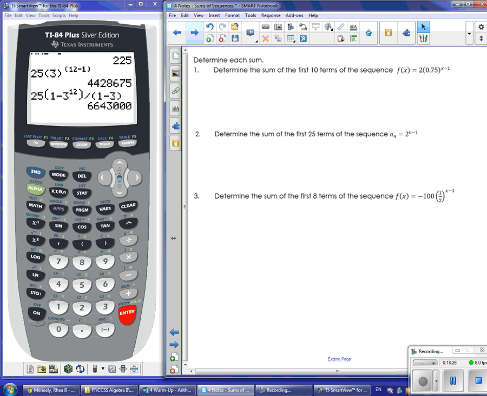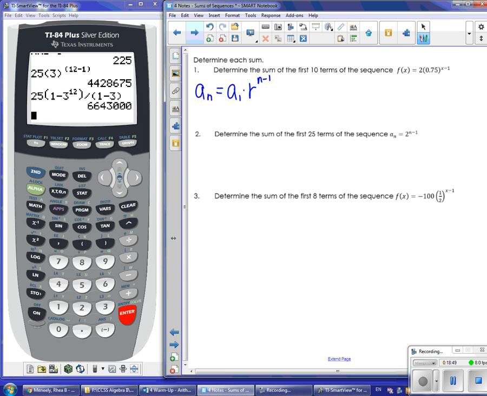So notice that number 1 is written in function notation. It says that f of x is equal to 2 times the quantity 0.75 raised to the x minus 1. So the 2 in front, if you remember your explicit formula, right? Our explicit formula, we use the letter a sub n, and that's a sub 1 times r to the n minus 1.